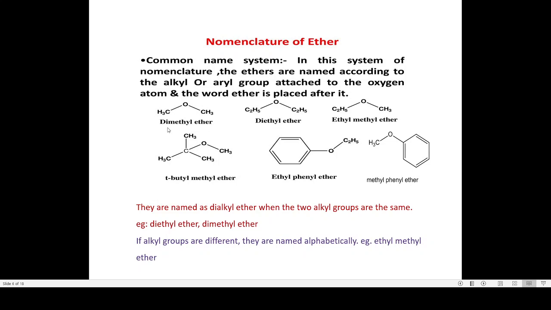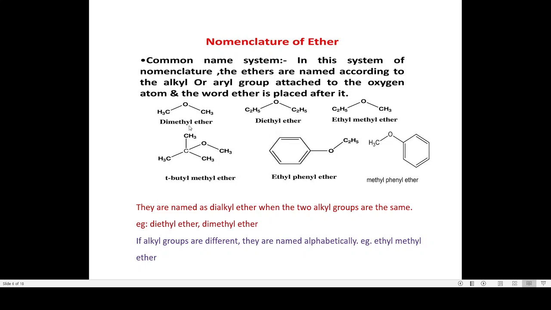So let us take an example here. Here we have two methyl groups and hence I use the prefix dimethyl and later I place the word ether and give the name dimethyl ether. When I have an ethyl group, I call it by the name diethyl ether. So this is the nomenclature with respect to the simple ether. They are named as dialkyl ether when the two alkyl groups are the same, as we have taken the example of dimethyl ether and diethyl ether.